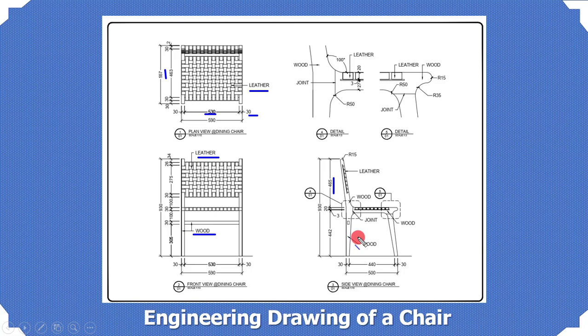So this is basically what an engineering drawing is: a drawing which gives you the specification of that particular component, like the dimensions, the material, etc.